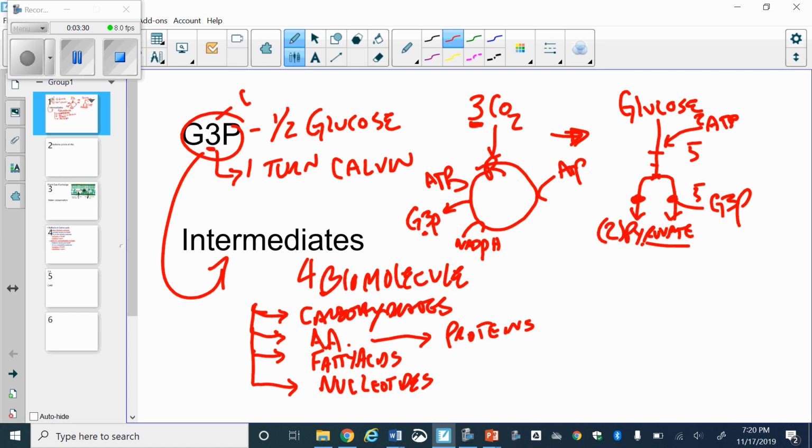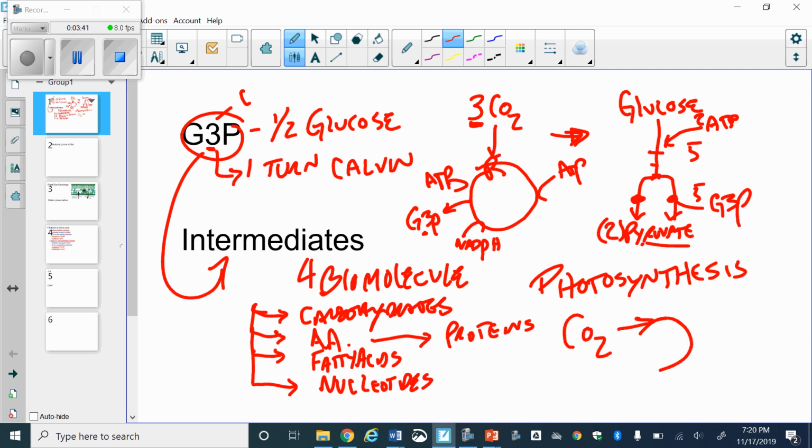So what am I saying? I'm saying that photosynthesis can help us make life, right? We're taking CO2 and we're turning it into all these beautiful molecules that run biological systems. So that's what we mean by intermediates, okay?